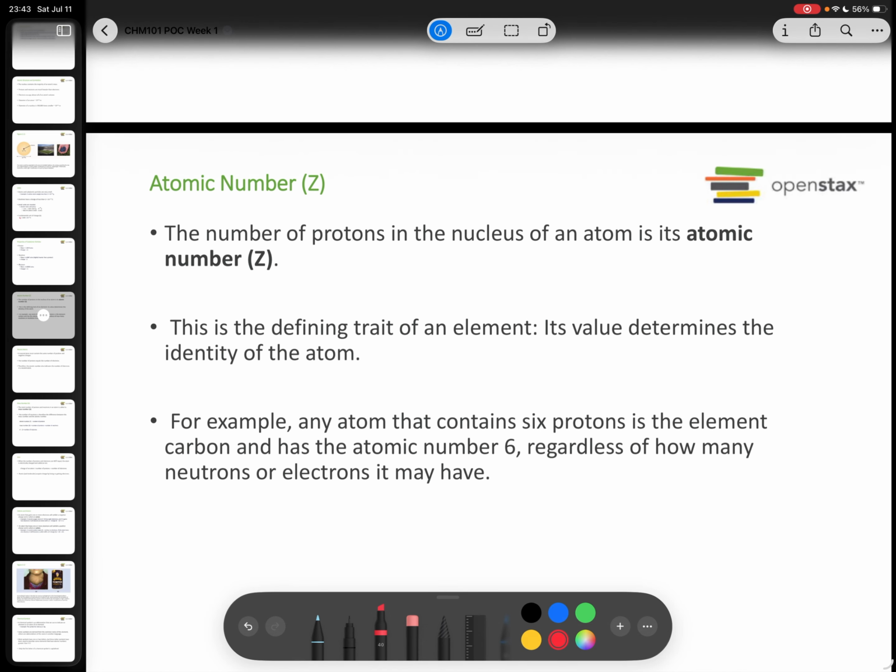So, the atomic number, represented by the symbol Z, is the number of protons in the nucleus, okay? This number defines the identity of the element. For example, any atom with 6 protons is carbon. It does not matter how many neutrons or electrons it has. If it has 6 protons, it's carbon, period. If the number of protons changes, the element changes, okay?